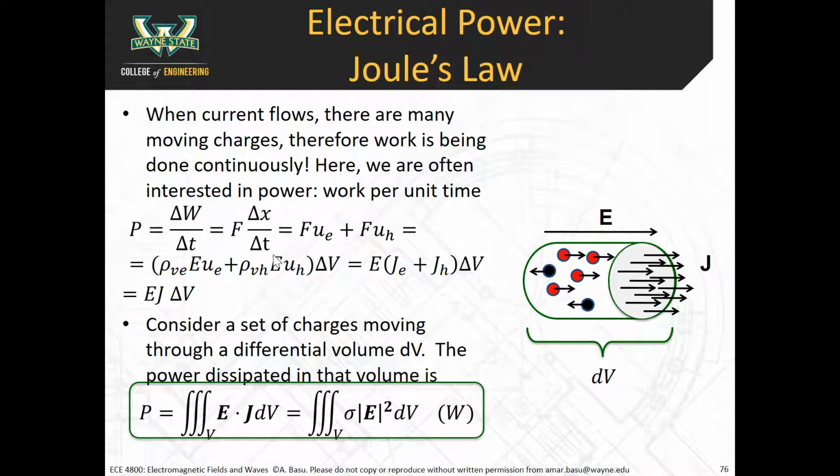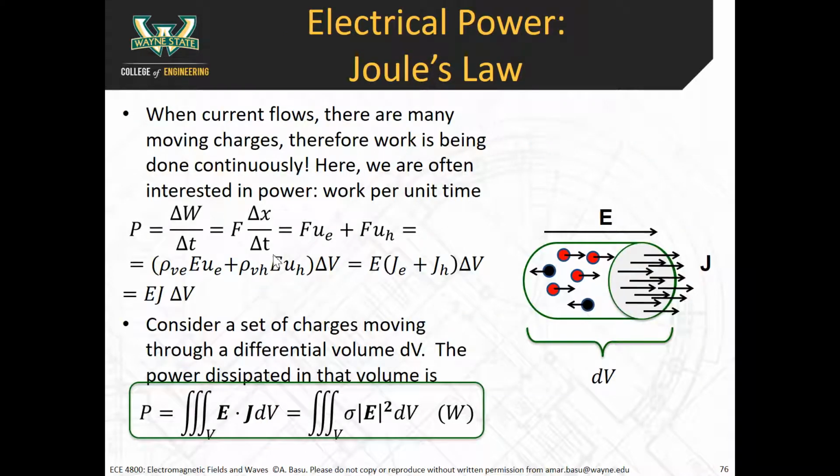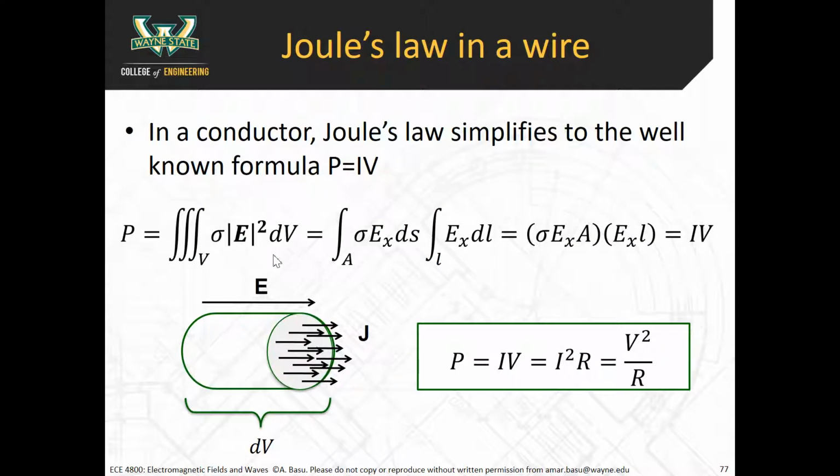All right, now Joule's law in a wire will simplify. We take this general equation and then we look at specific cases. In the case of just a simple wire, Joule's law is going to simplify into the well-known formula P is equal to IV. So let's see how that happens. P is equal to sigma times E squared, the triple integral of that.